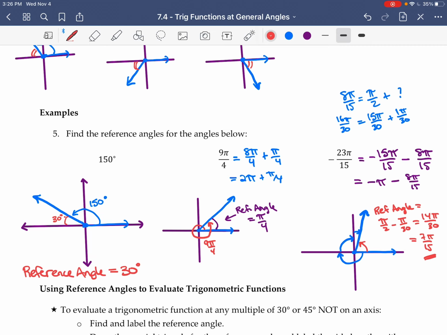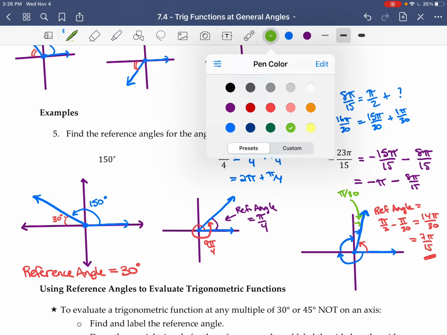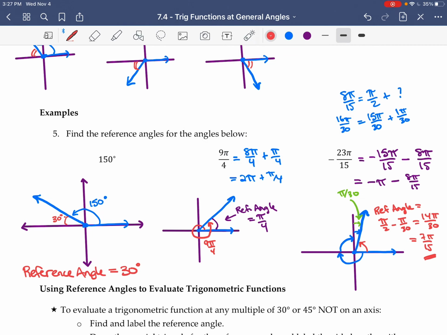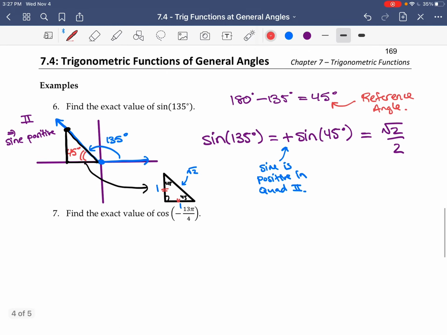So this part, maybe I'm going to get a different color here. So this part here is pi by 30. Okay, and we know that the right angle is pi by 2, so I'm going to take the pi by 2 minus that little bit, and that gives me my reference angle there. Okay, so that was a bit of a tougher one. Okay, let's try some more examples.